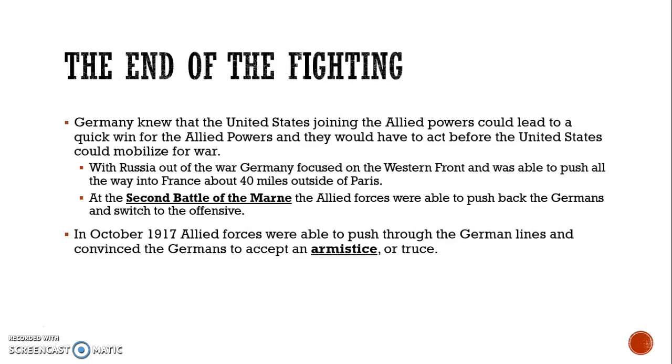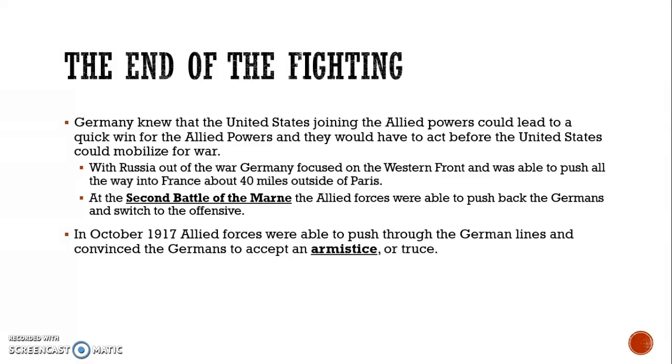With Russia out of the war, Germany was now able to focus primarily on the Western Front in France, and was able to push all the way until they got about 40 miles outside of Paris. At the Second Battle of the Marne, the Allied forces, joined by the United States, were finally able to push the Germans back and switch to the offensive.